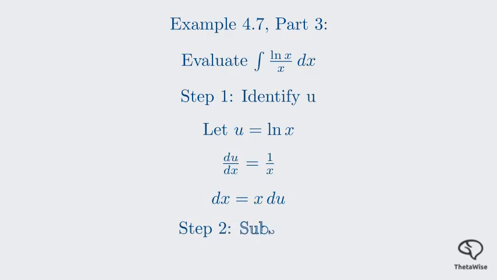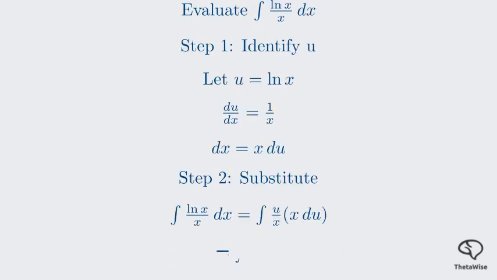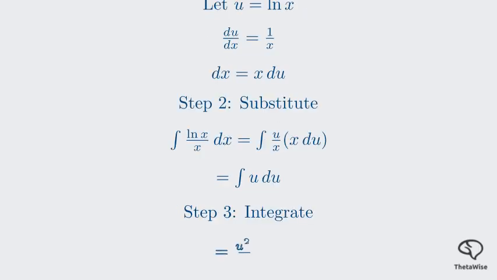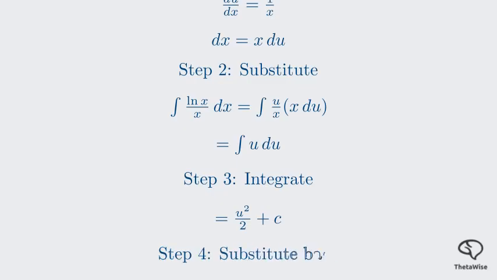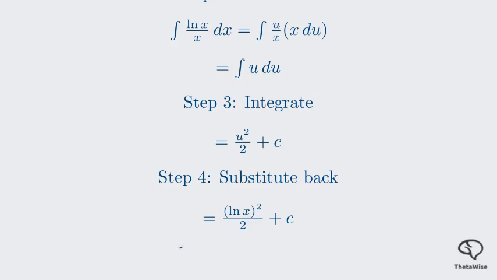Step 2. Substitute into the integral. The integral becomes the integral of u over x times x du. Again, the x's cancel out. We are left with the integral of u du. Step 3. Integrate using the power rule. The integral of u du is u squared over 2 plus c. Step 4. Substitute back, replacing u with ln x. Our final answer is the quantity ln x squared divided by 2 plus c. This matches the memo.